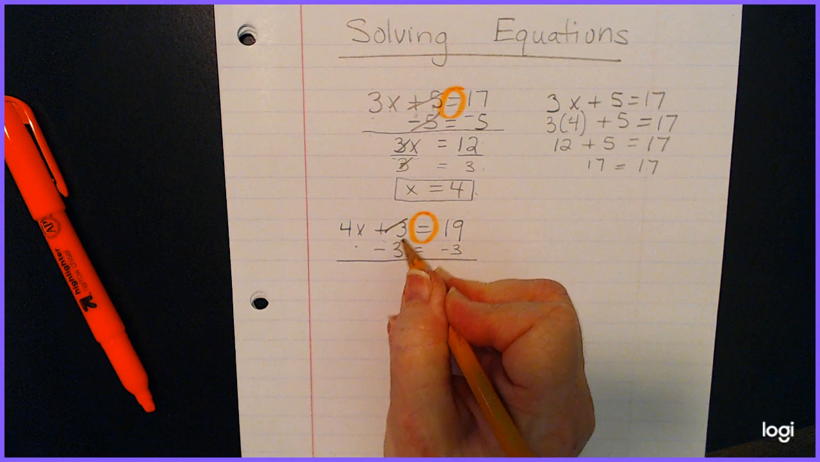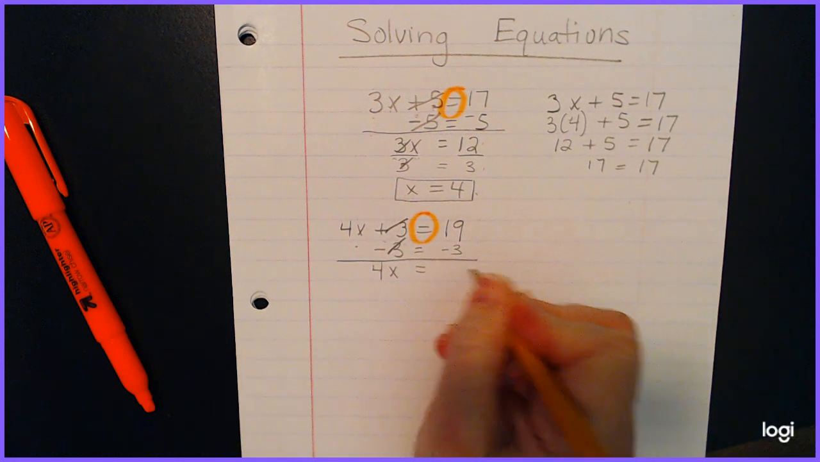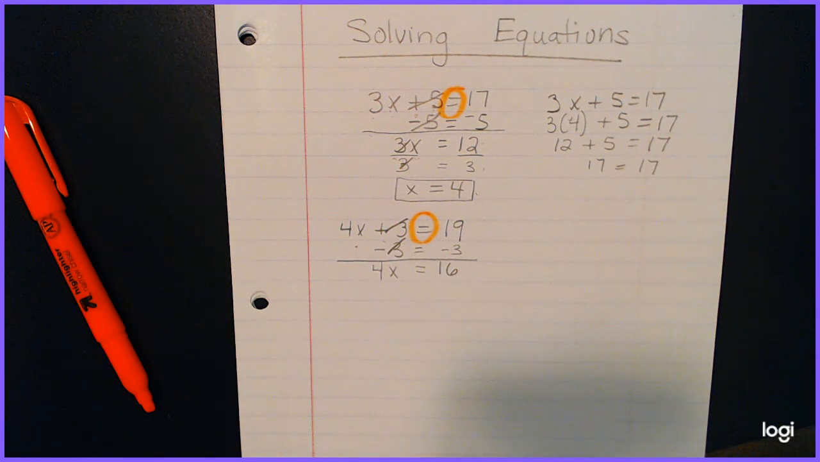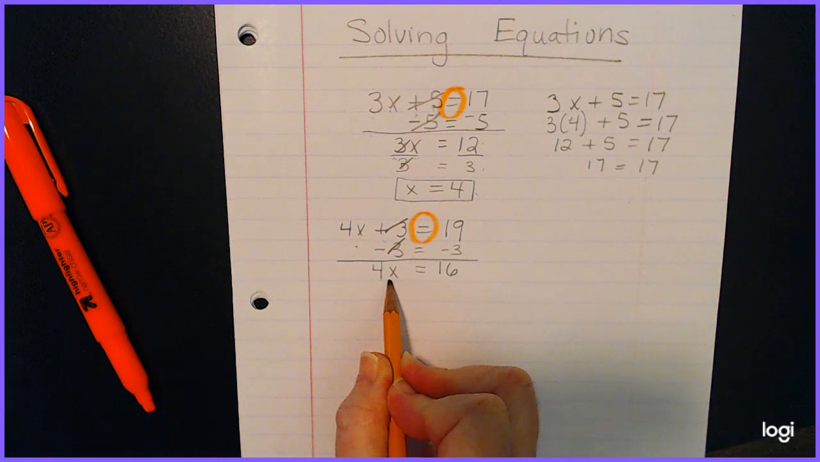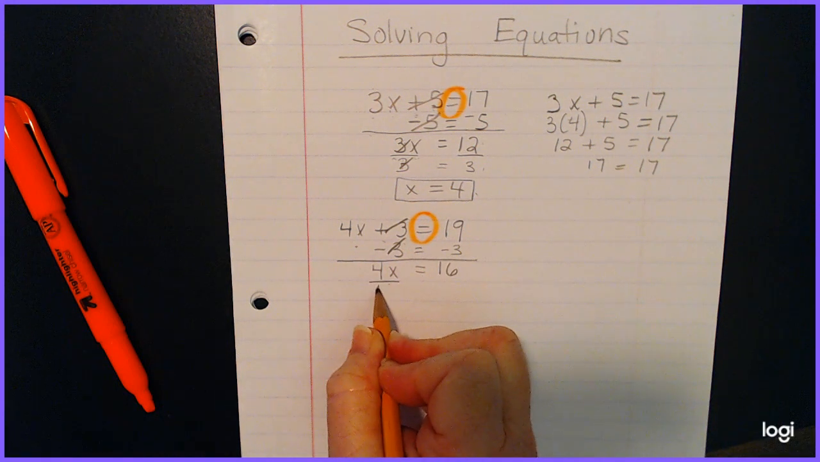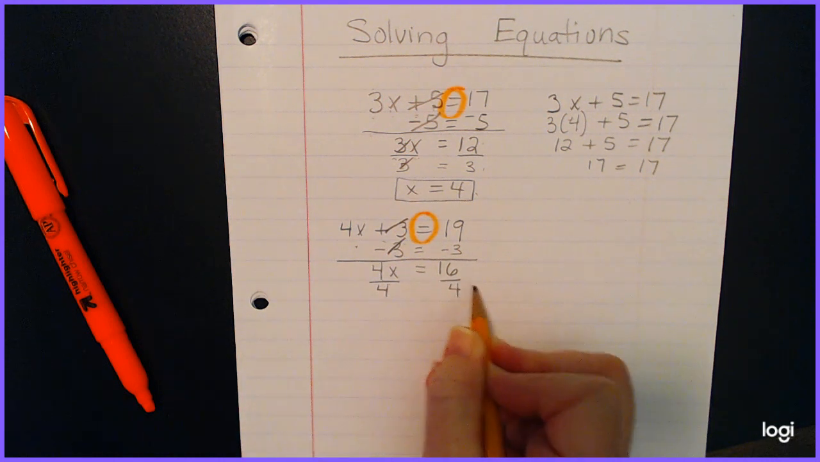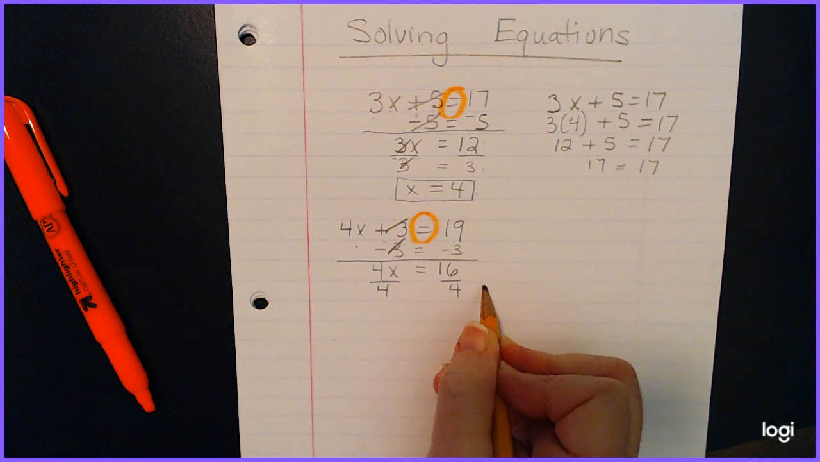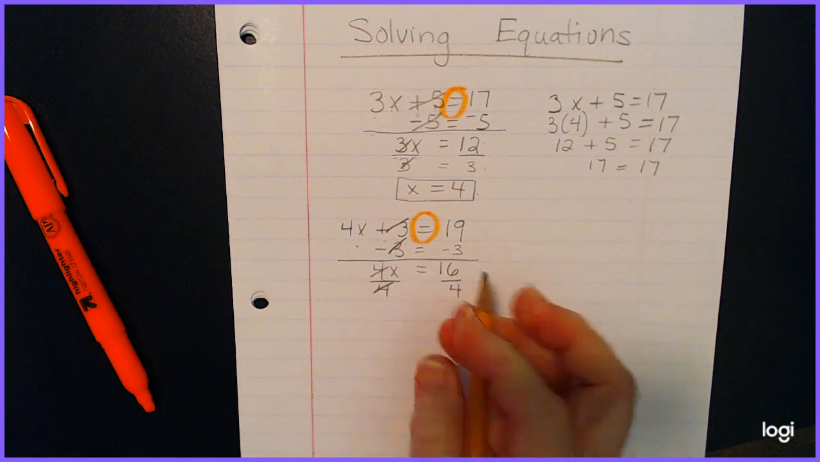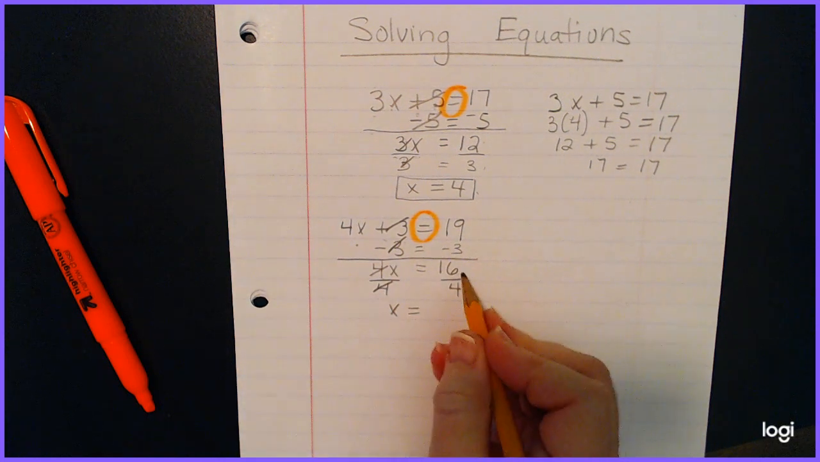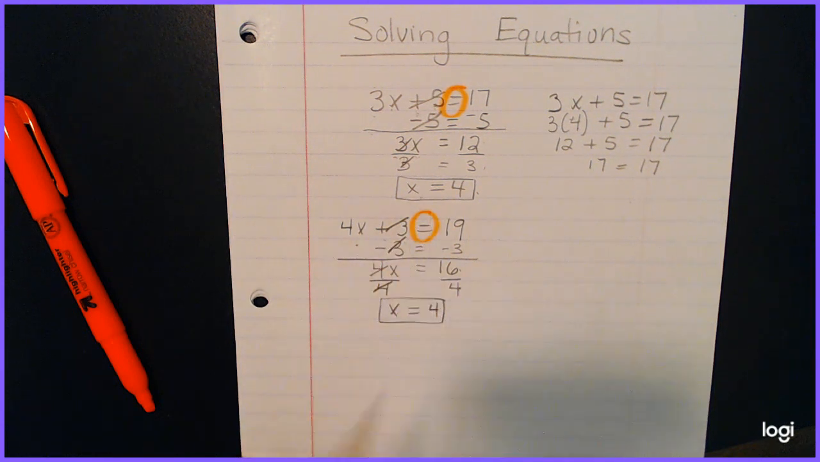Opposite operations cancel, leaving 4x equals 19 minus 3, which happens to be 16. Here's our variable x. It's multiplying by 4. The opposite of multiply is to divide by 4 on this side. And then hopefully you came over here and you divided by 4 on this side. Fours cancel, leaving x equals 16 divided by 4 is 4. Oh, look at that. Same answer as we got up here.